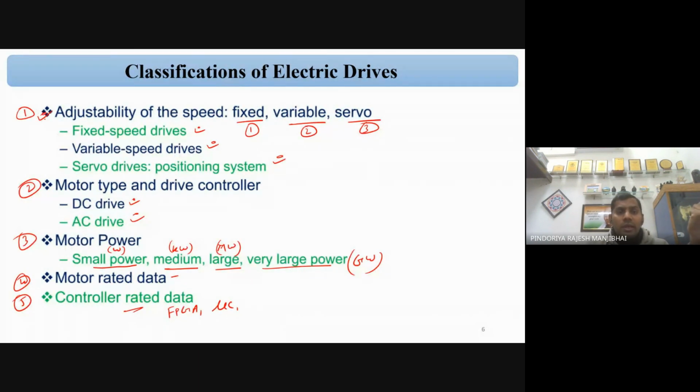So first one is the adjustability of the speed. Second one is motor type and drive controller, which type of motor we can use, AC or DC. Third one is motor power. Fourth one is motor rated data, and fifth one is controller data. So we can classify our electric drives in 5 categories. Is there any confusion in this slide? Yes, student, any confusion? Okay.